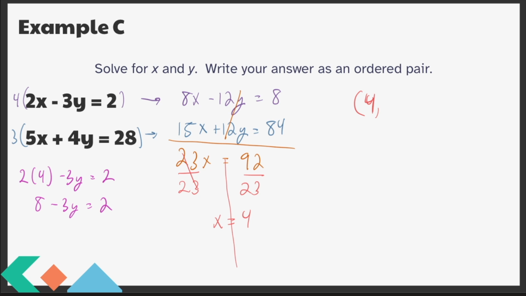Now I'm going to go ahead and solve my equation, so I'm going to subtract 8 from both sides. This is going to leave me with negative 3y. It's going to be equal to negative 6. And my final step there, I'm going to go ahead and divide both sides by negative 3. When I do that, these are going to cancel, and I'm going to be left with y equals positive 2. So 2 is the other number in my ordered pair. So that brings me to the end of this problem. It also brings me to the end of this set of notes.